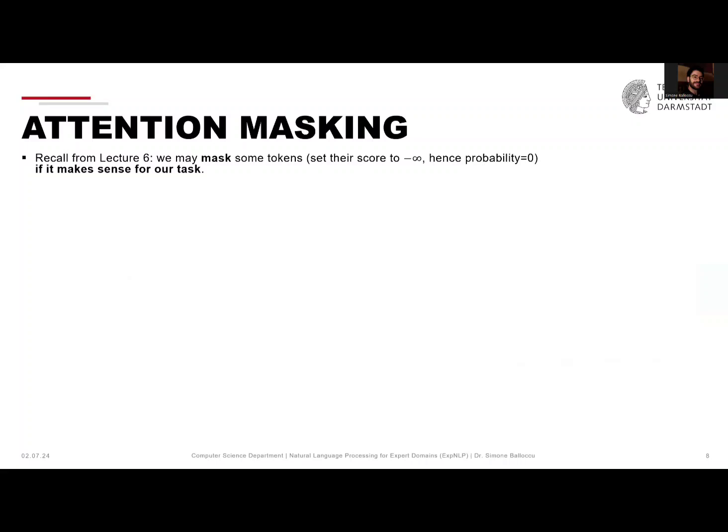Again, you might remember from the previous lecture that sometimes we want to hide, to mask some tokens, if it makes sense for our task. By masking some tokens, I mean that we substitute their score during the attention with minus infinity, or anyway a very, very low value. And when the softmax is applied to a vector in which some elements are very, very small, it results in the softmax assigning probability 0 to them. So what do I mean? Well, there are three fundamental masks that we can use.